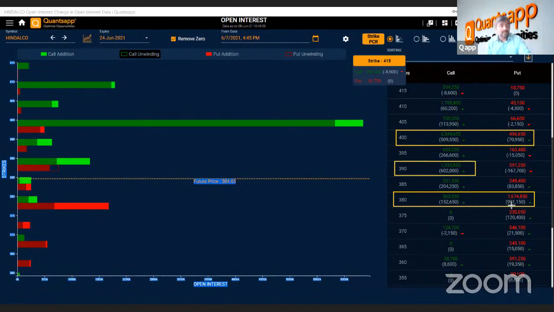On the downside, we can see 380 as a support, right? So probably the stock is trying to trade in this range. You can check the chart also, right? Okay, so that's how we can easily approach any particular stock.